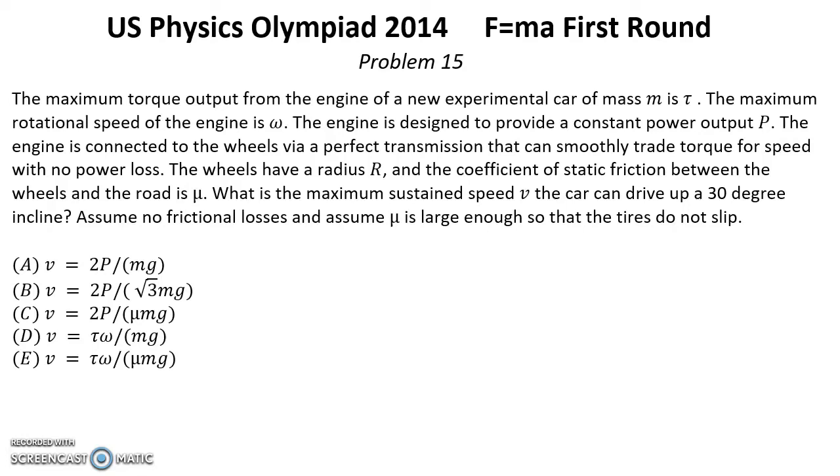The engine is connected to the wheels via a perfect transmission that can smoothly trade torque to speed with no power loss. The wheels have a radius r, and the coefficient of static friction between the wheels and the road is mu. What is the maximum sustained speed v the car can drive up a 30 degree incline? Assume no frictional losses and assume mu is large enough so that the tires do not slip.